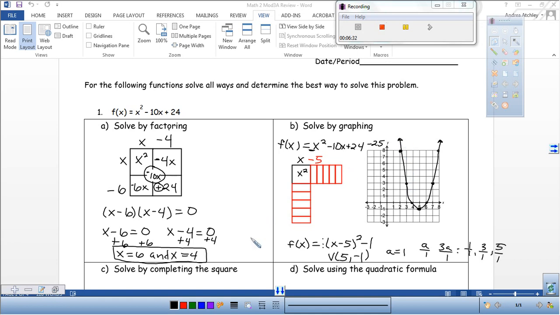So when I graph it, what I'm looking for is where it crosses the x-axis, which is right here and right here. So there you can see that x equals 4 and 6, which again is what we found over here, and we should always have the same answers. Okay.